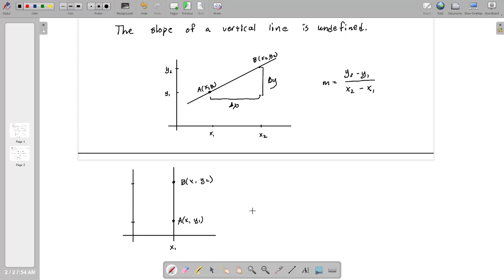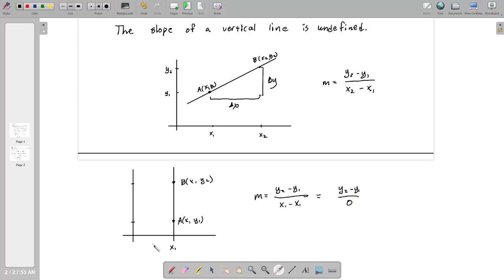Now if we try to run the calculation on the slope, we get y2 minus y1 divided by the x values, which is x1 minus x1. And from the picture, we can clearly see that y2 minus y1 will be a non-zero value because they have vertical distance, divided by 0. Now, this divided by 0 means that we have an undefined number, which is why the slope is undefined for vertical lines.